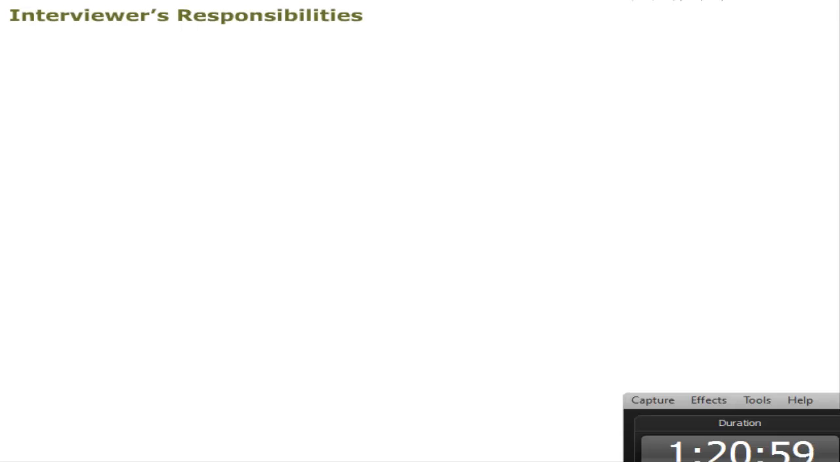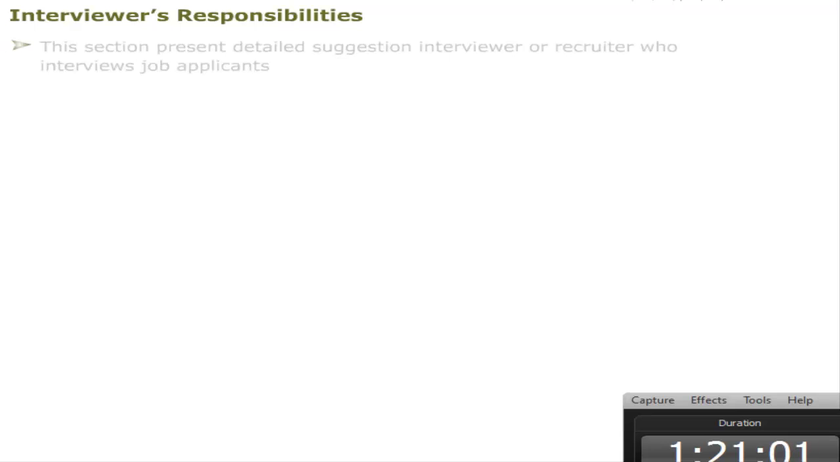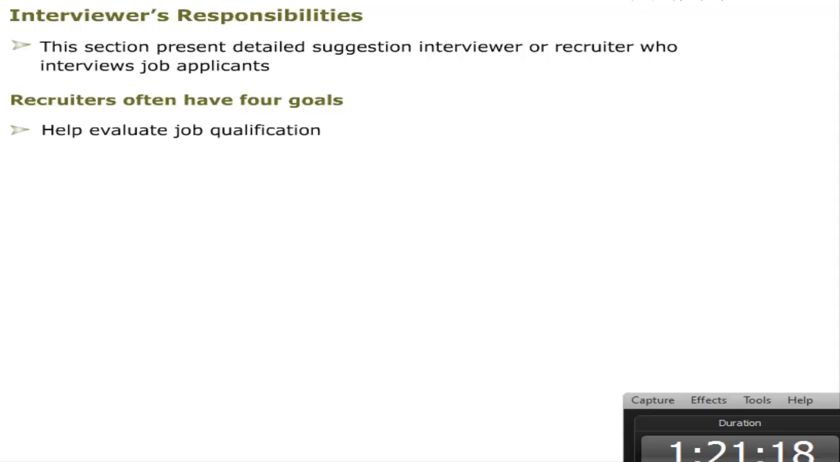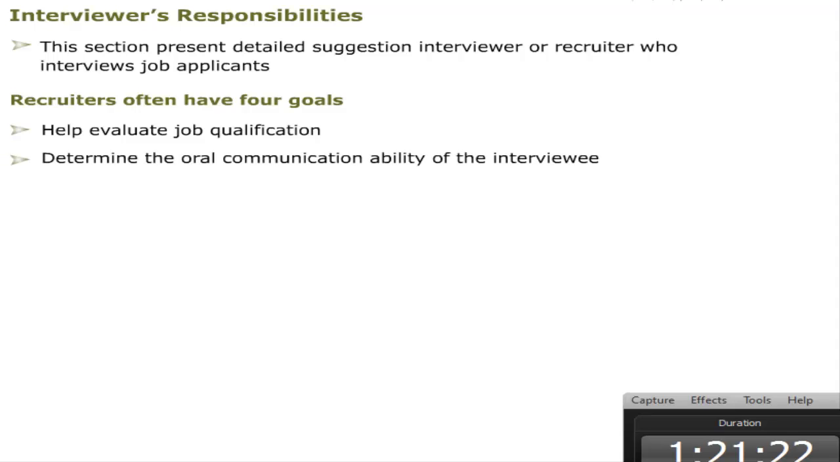Interviewer's responsibilities. This section presents detailed suggestions for the interviewer or recruiter who interviews job applicants. Recruiters often have 4 goals. Help evaluate job qualification. Determine the oral communication ability of the interviewee. Can the interviewee think off the cuff in a cogent and logical manner?